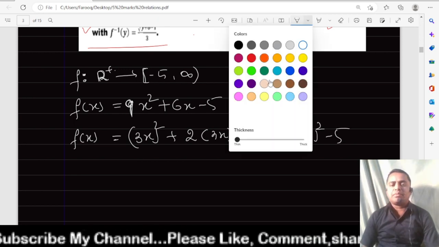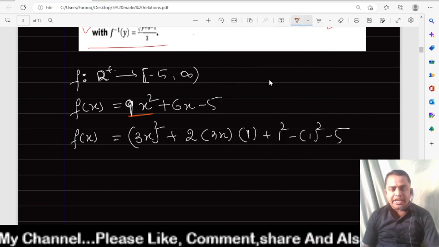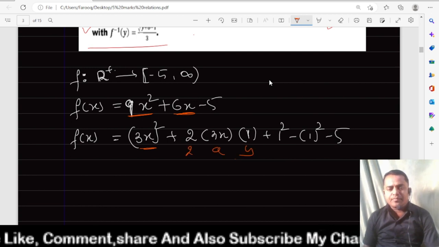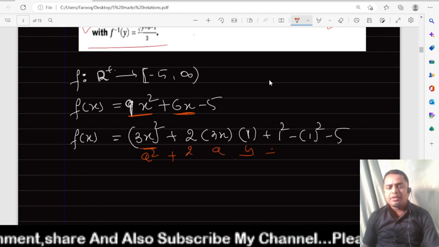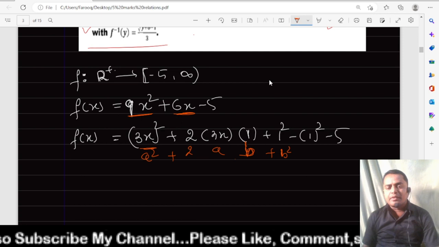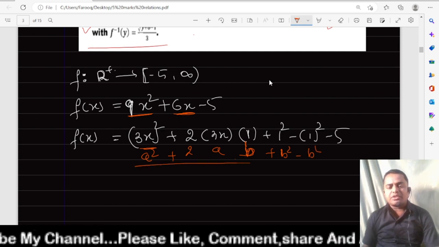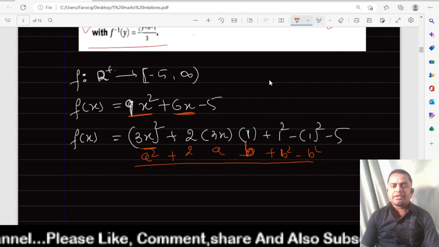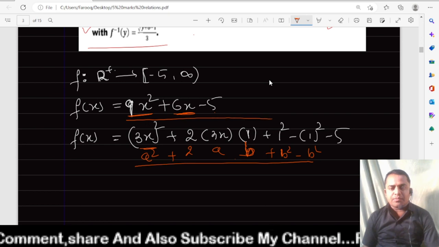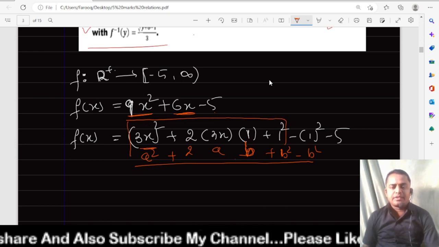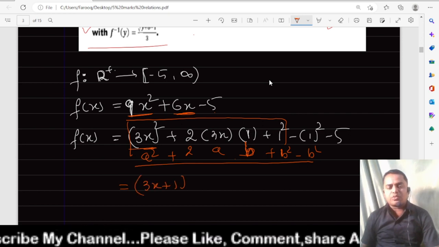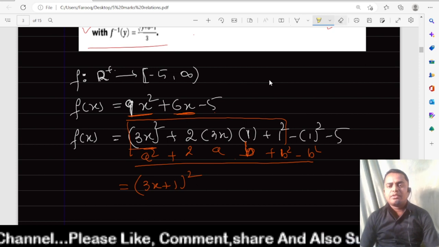This method is known as the completing the square method. See here, 9x square can be written 3x square. 6x is written in the form of 2ab. It is a square plus 2ab plus b square, which means 1 square and minus b square. This method is known as completing the square method. So what I am doing here, now I am writing this one till up to here, a plus b whole square. That is a means 3x. That is 3x plus 1 whole square.